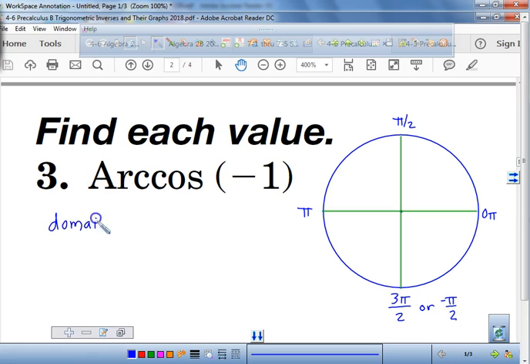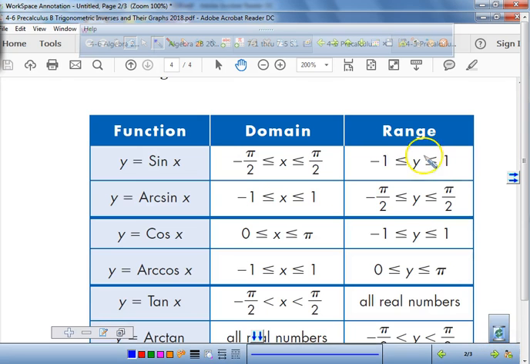let's look at the domain and the range of this particular arc cosine. Go over here and look at it. We have arc cosine. What's the domain? Between 1 and negative 1. And what's the range? Between 0 and pi. Okay, so right now, we'll go back over here.